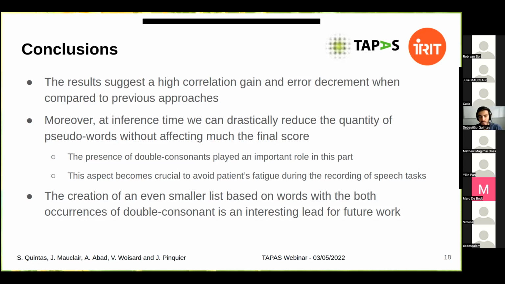And for example, in the creation of a new pseudo word test, we can put an order of priority. For example, the words that have occurrences of double consonants are more important than the words that don't have. So they should be recorded in the beginning of the test, just in case patient fatigue kicks in, and therefore the recording session needs to be cut short.